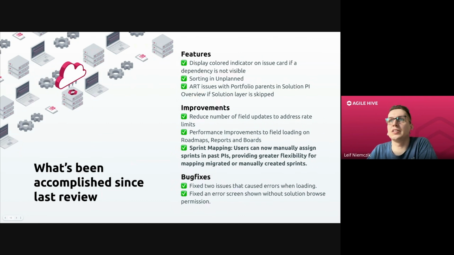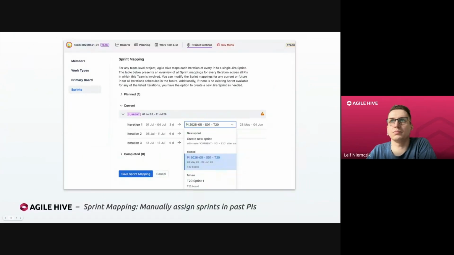But we also released the option to map sprints of past PIs for projects that, for example, have migrated PIs from the past, and those can now be assigned sprints that might also be migrated, so your reports are in order and your velocity might display correctly, and so on. And this is now no longer restricted to current and future PIs.